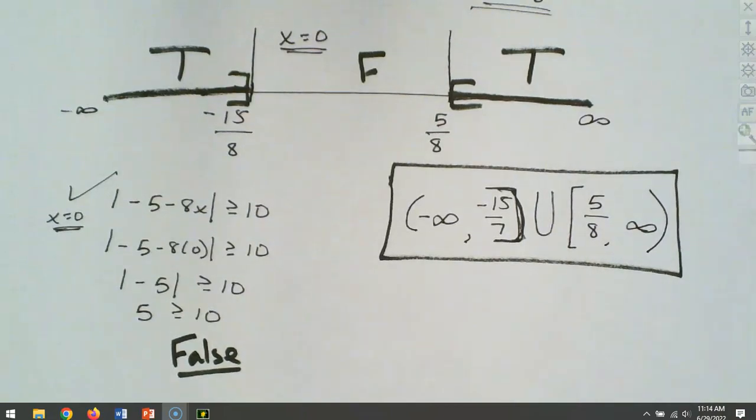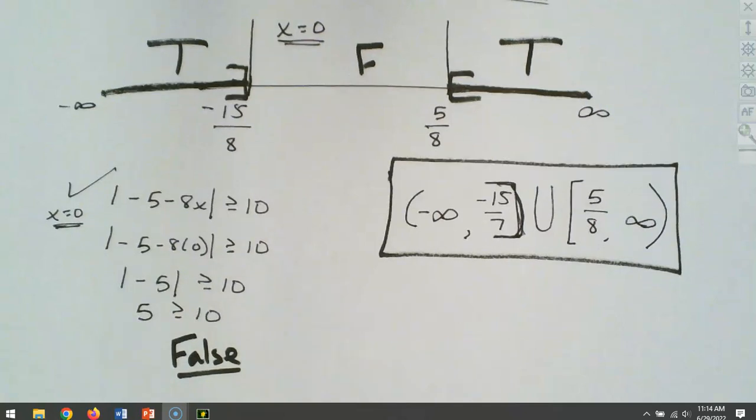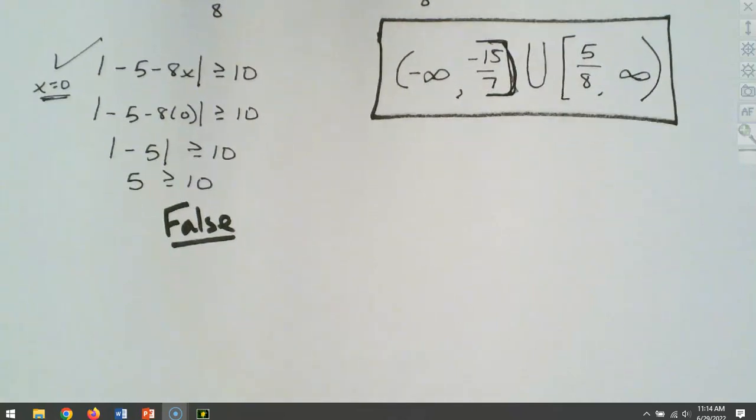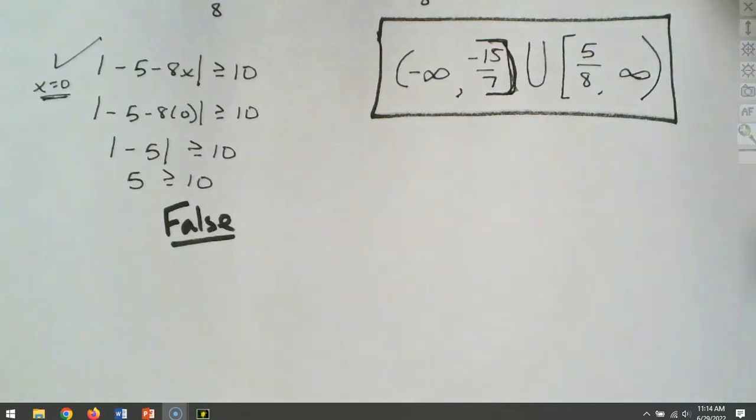Now let's talk about and focus on the special cases. And the special cases are whenever the right-hand side is negative.